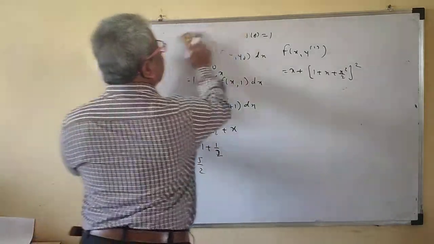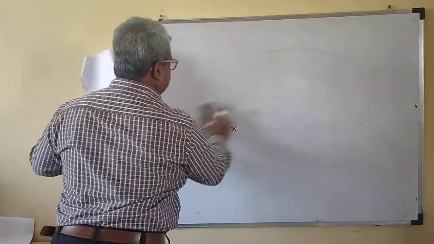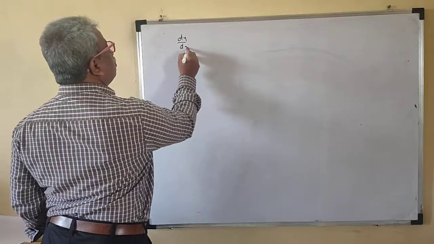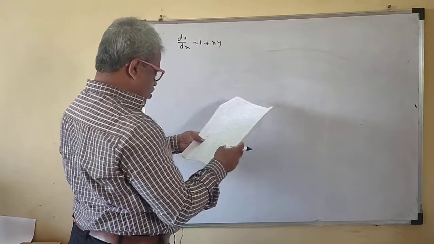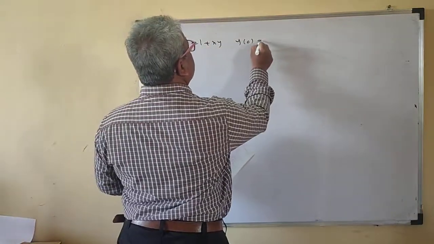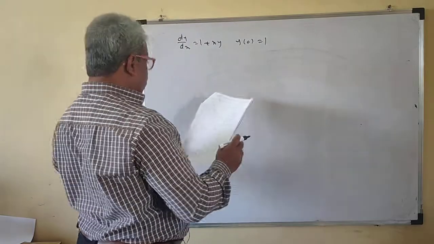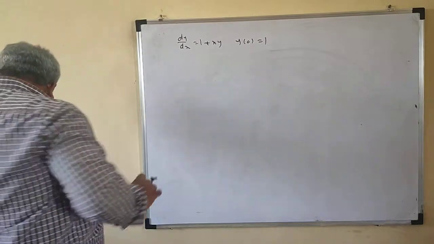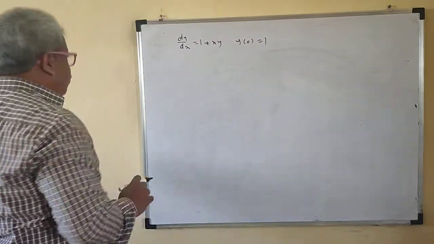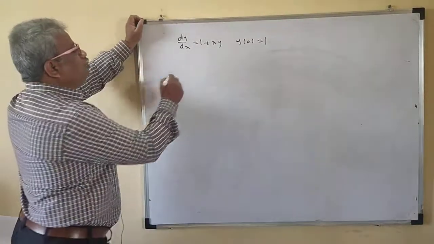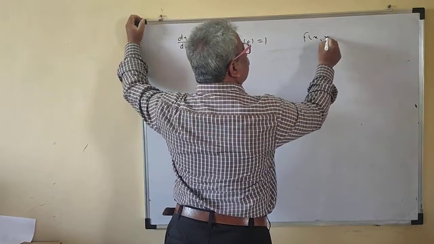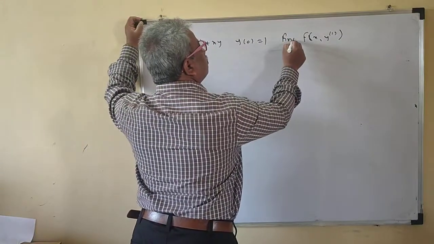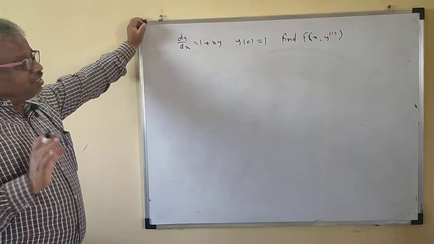Okay, so now we will take the next problem. dy by dx equals 1 plus xy, with y of 0 equal to 1. Okay, so we have to solve. We have to find first the y2, so we have to find f of x, y1. Suppose the problem is like this: find f of x, y1. This is the problem.